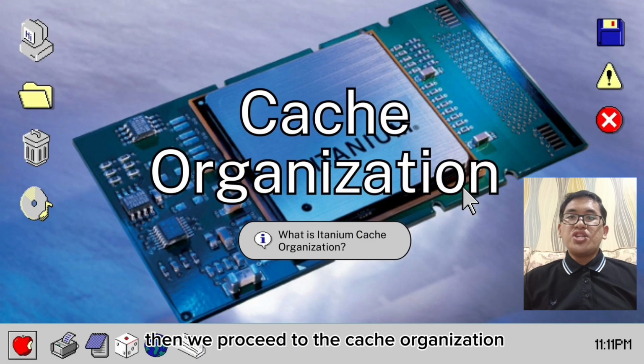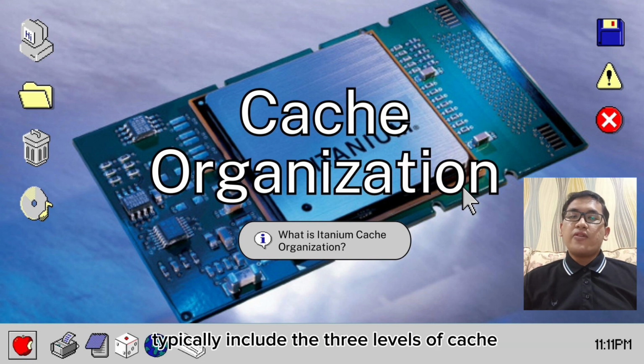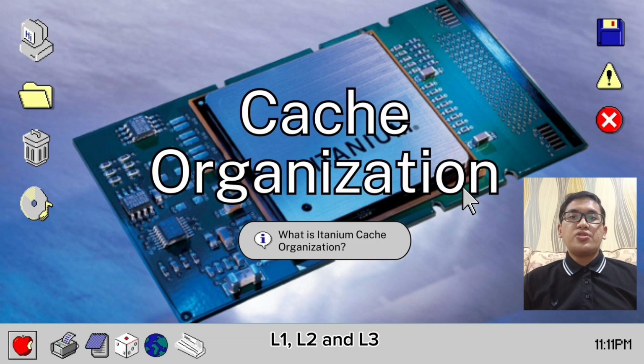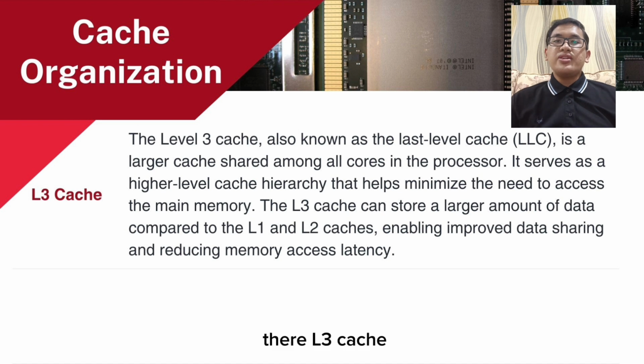Then we proceed to the cache organization. The cache organization of Itanium processors typically included 3 levels of cache: L1, L2, and L3. The L1 caches are typically small and located closest to the processor cores for low latency access. The L2 caches are secondary caches that are shared among all processor cores in a multi-core Itanium processor. The L3 cache can store a larger amount of data, enabling improved data sharing and reducing memory access latency.